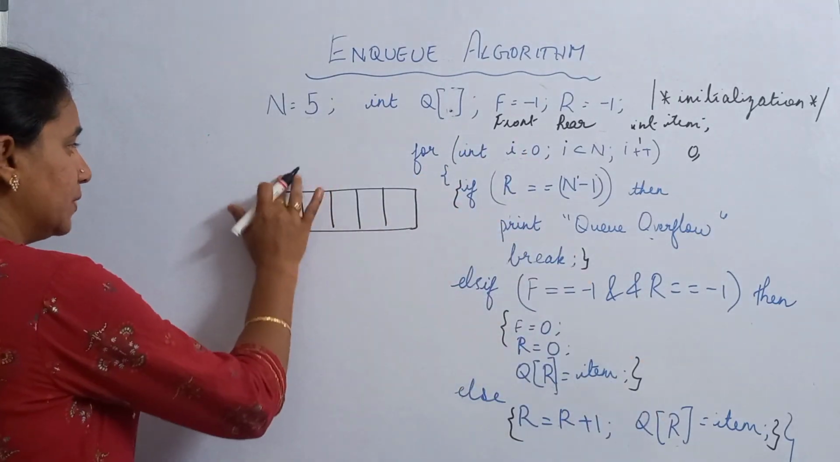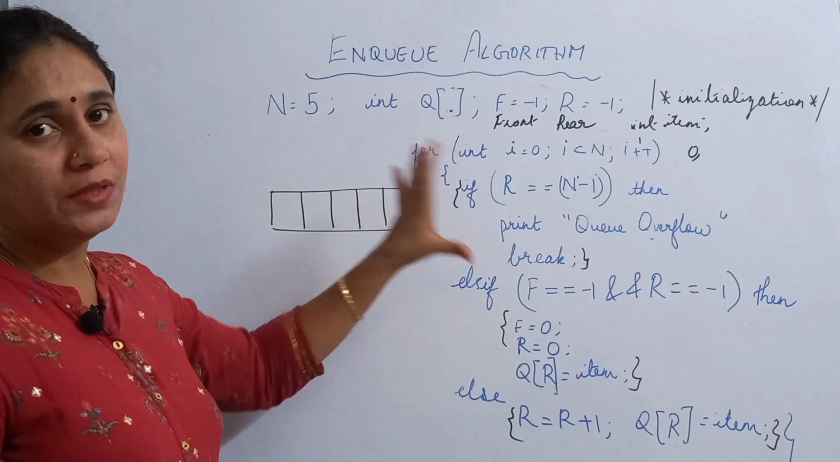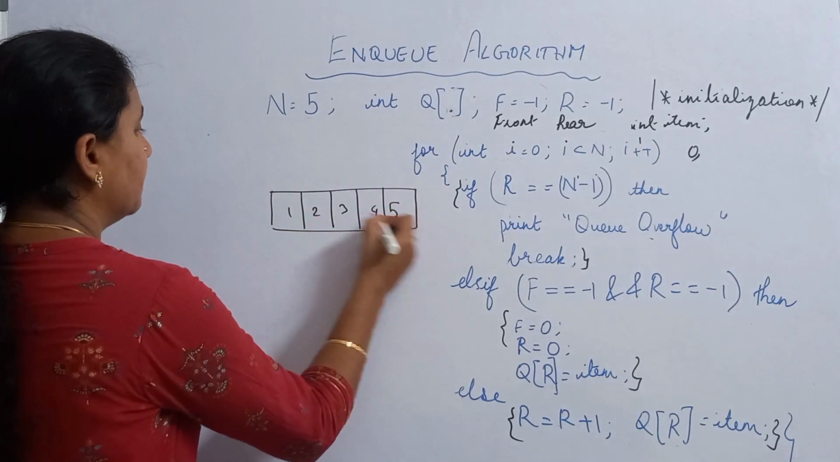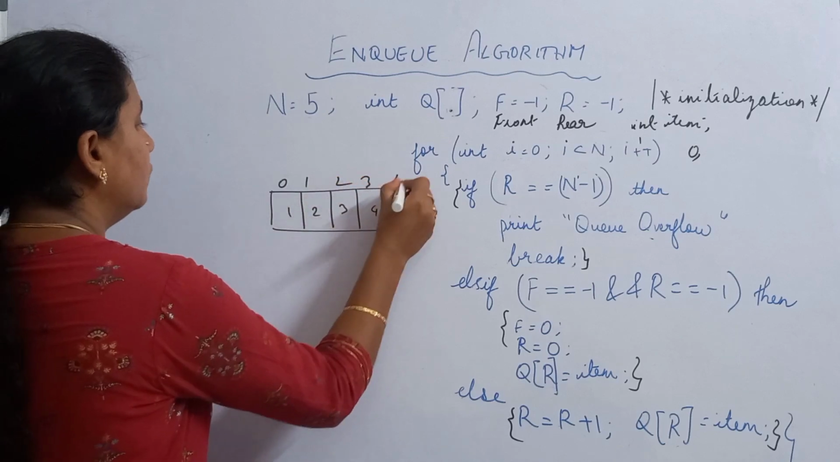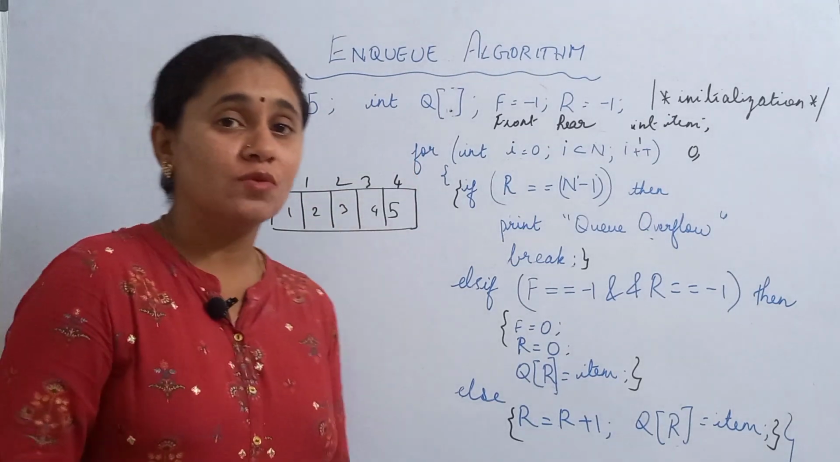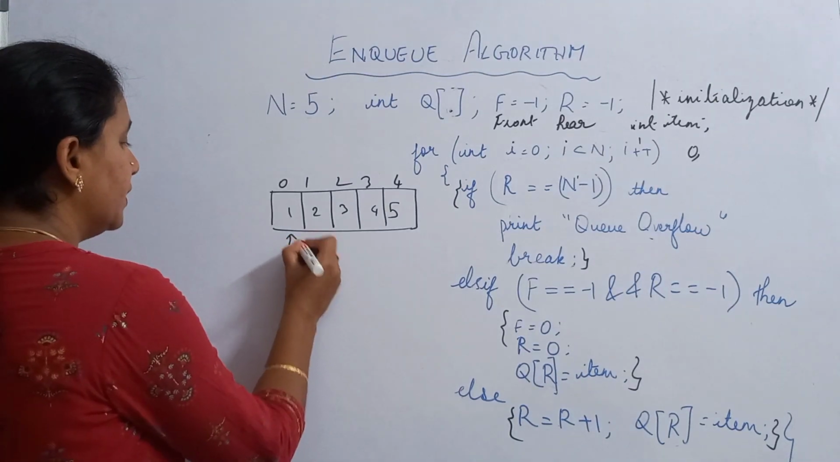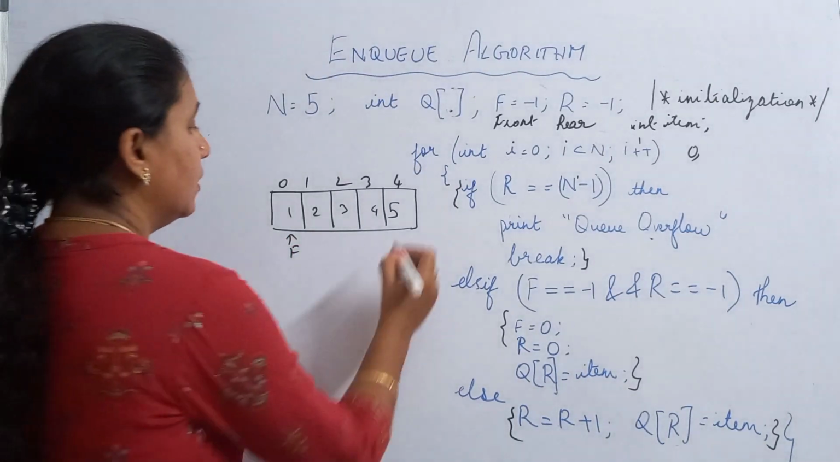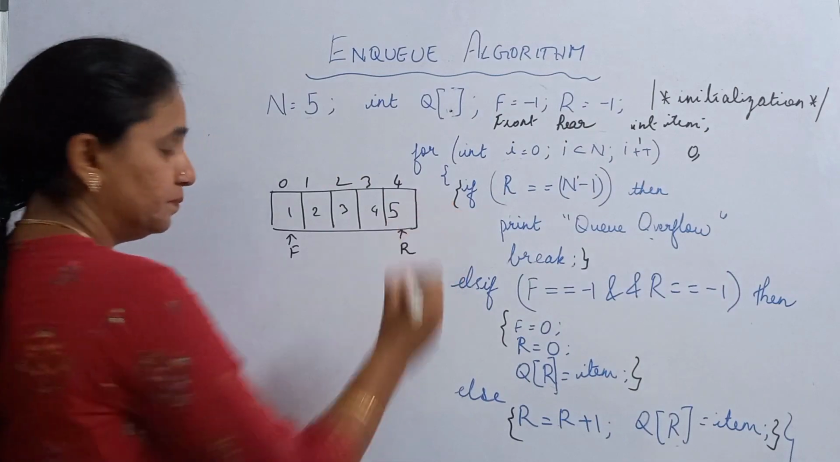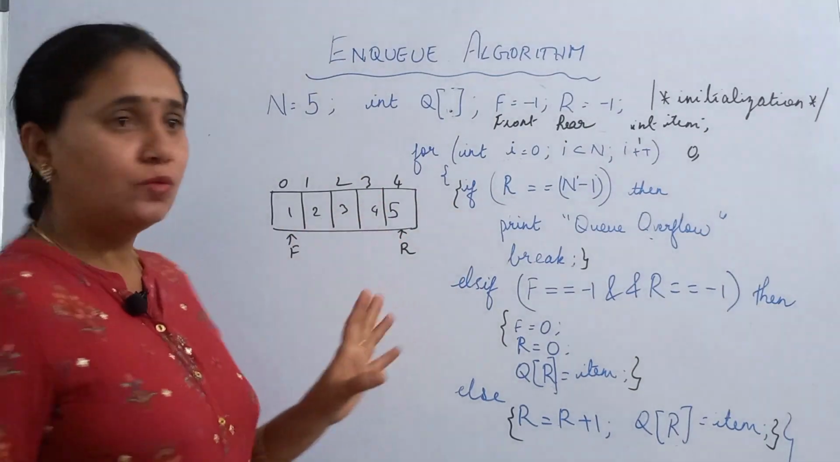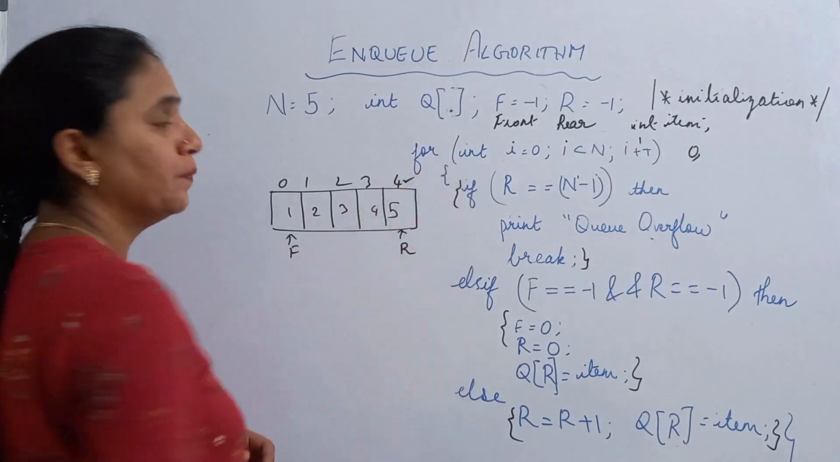For example, let this queue be filled with elements. For example, 1, 2, 3, 4 and 5, with indexes 0, 1, 2, 3 and 4. So all the index values of the array have been filled with elements. Now the f value will be here, isn't it? Now the r value is going to be here, right? So what is this r value now? The r value is 4.